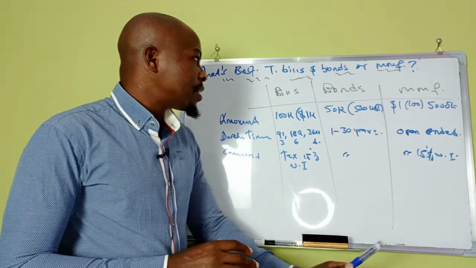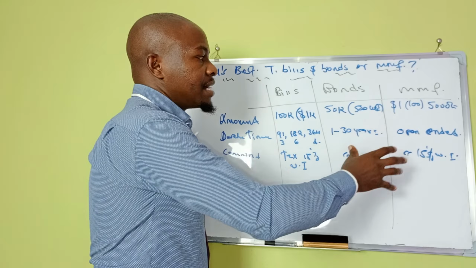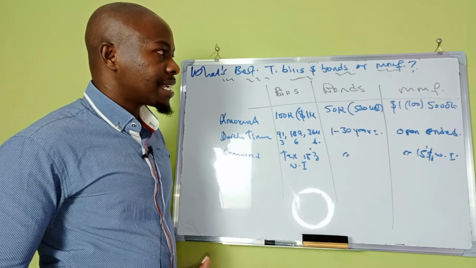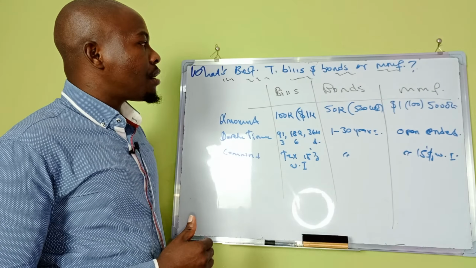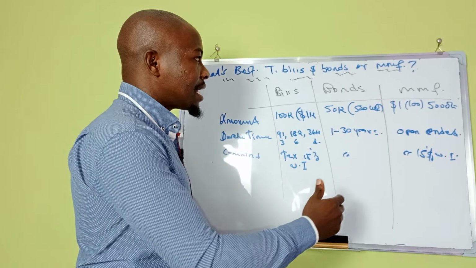Now, see, what happens now? These are examples of the differences between these money market funds and what have you. Now, what happens now on the bills and the bonds and the money market fund?